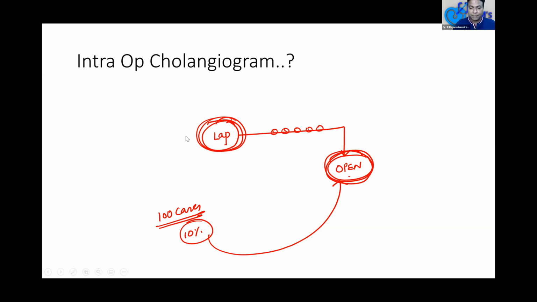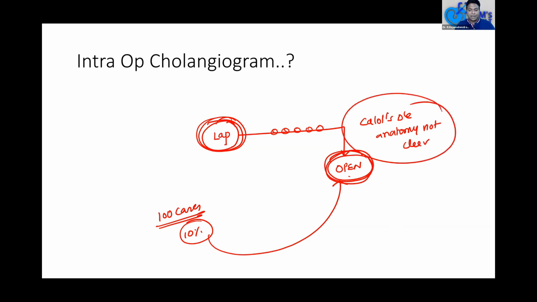Okay, this is a very important thing. Laparoscopy converted to open has many indications. The important indication is Calot's triangle anatomy not being clear. This is the most important thing. If the Calot's triangle anatomy is not clear, never hesitate to go for open.